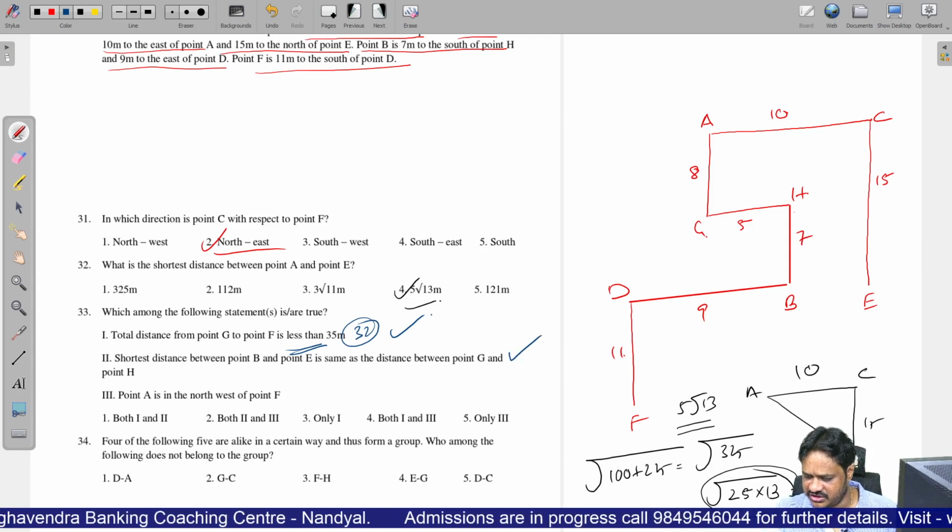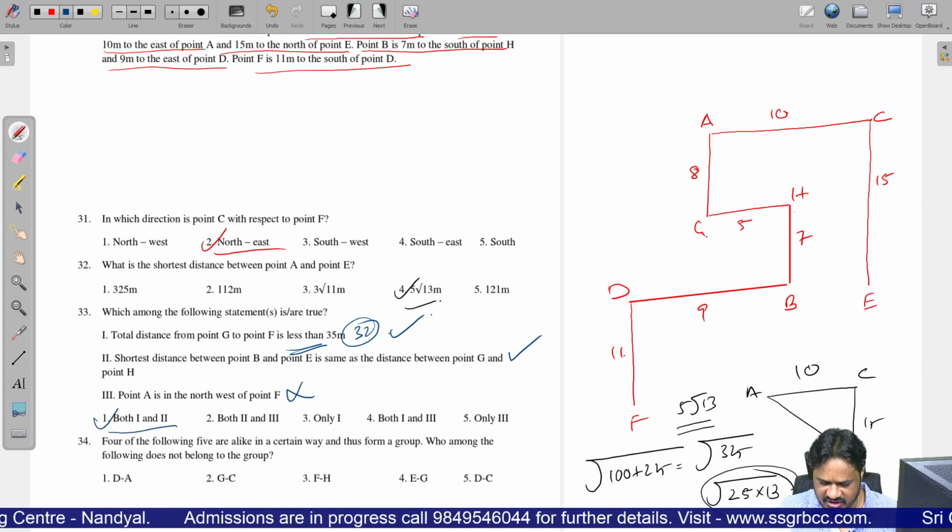A is to the northwest of F is not correct. It is northeast. So only 1 and 2 are correct.